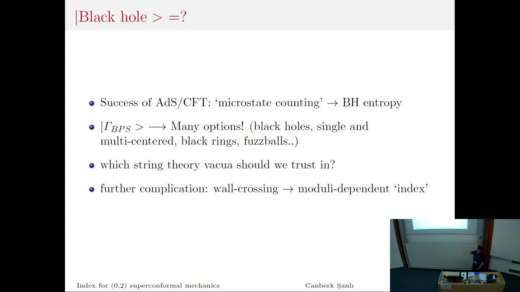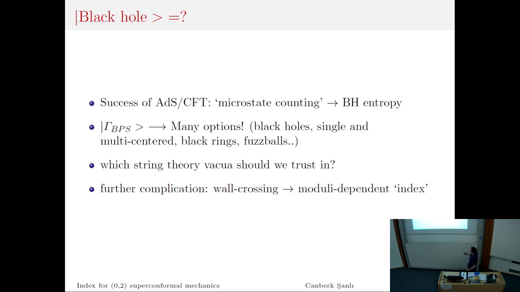To rephrase the question, let's say that we have only gravitational probes in our hands. What is the black hole solution, or what is the black hole-like solution, that we would observe?